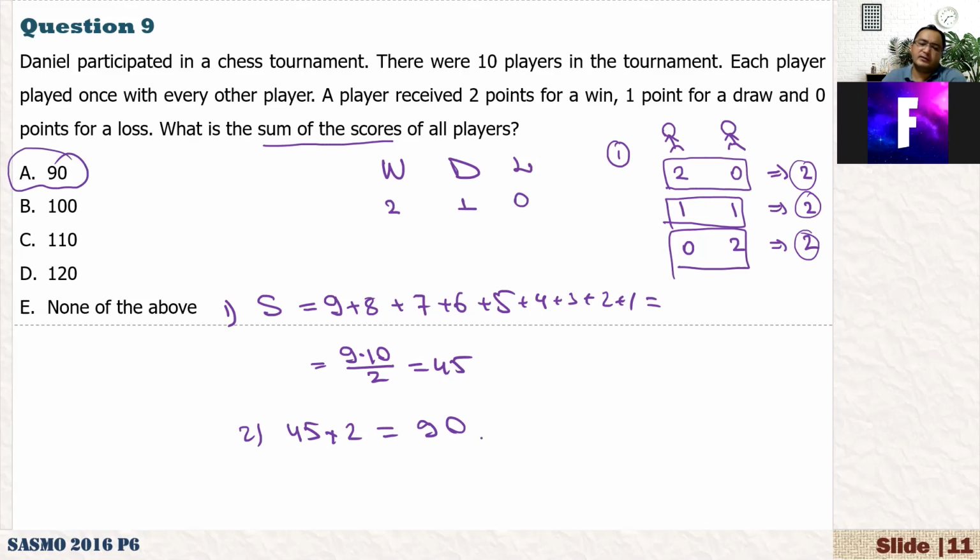You can also think of it like this: suppose for each game, let's say $20 is given. If you win, you get $20. If you lose, you get nothing. If it is a draw, each player gets $10. If you're organizing a chess tournament and there are 10 players, how much money do you have to spend? It is 45 games, and for each, it is $20. That is $900. The prize money is $900.